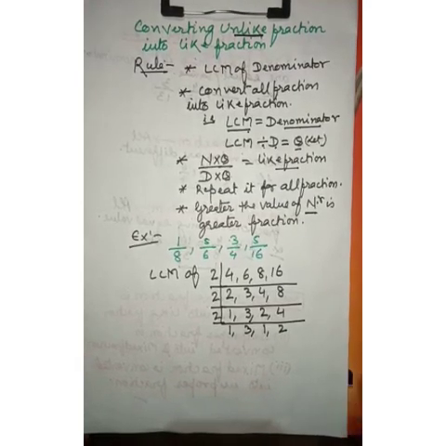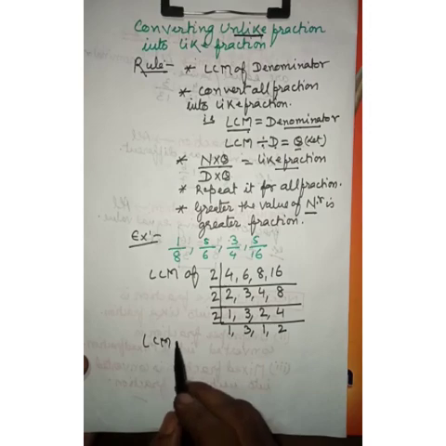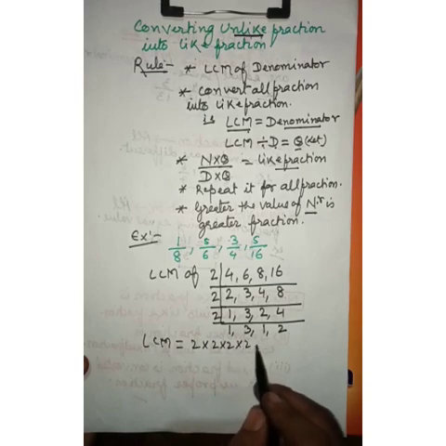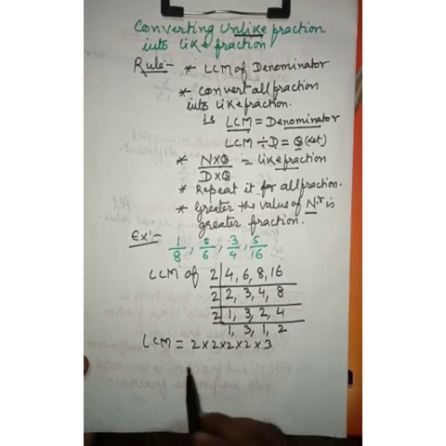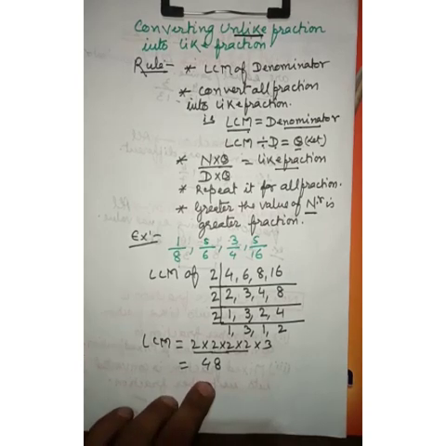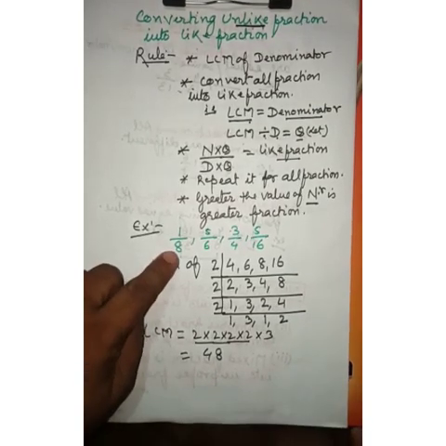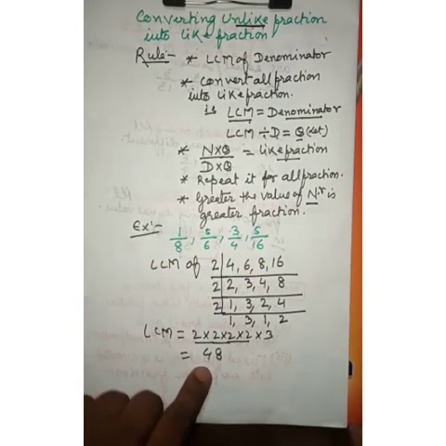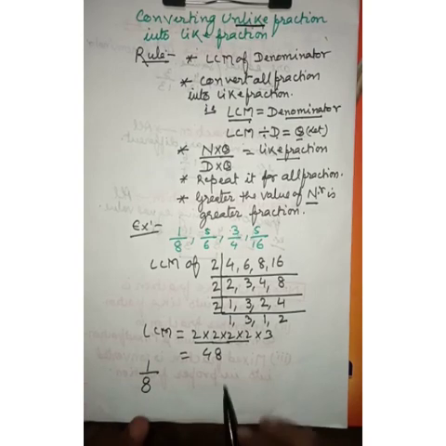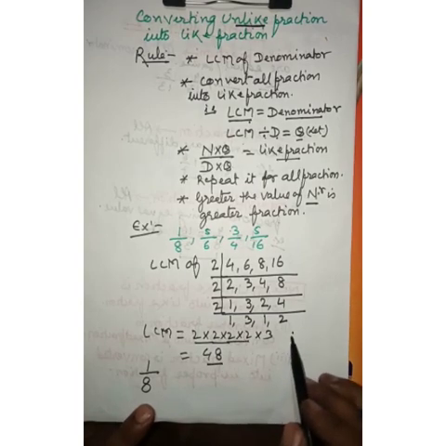Now see the LCM: write the product, 2 multiplied by 2 multiplied by 2 multiplied by 2 multiplied by 3. Multiplying, 2 4s are 8, 8 2s are 16, 16 3s are 48. So our LCM is 48. Now we have to make all the denominators equal to the LCM. That is our second step. Now see here, the first fraction is 1 by 8. How will you make it 48 over here? See the working rule.